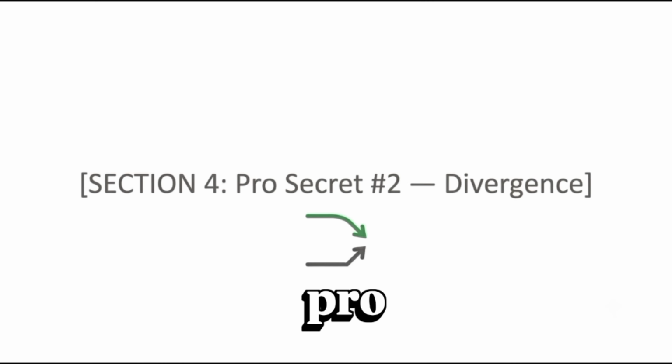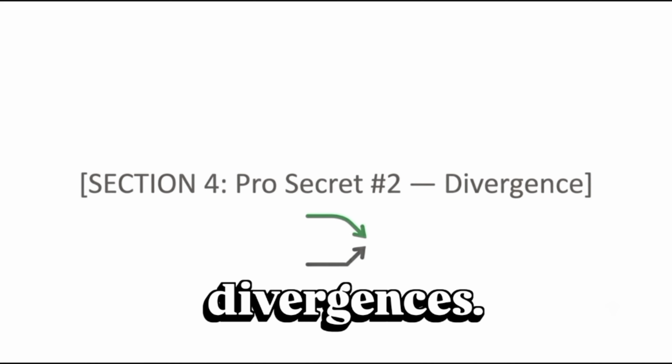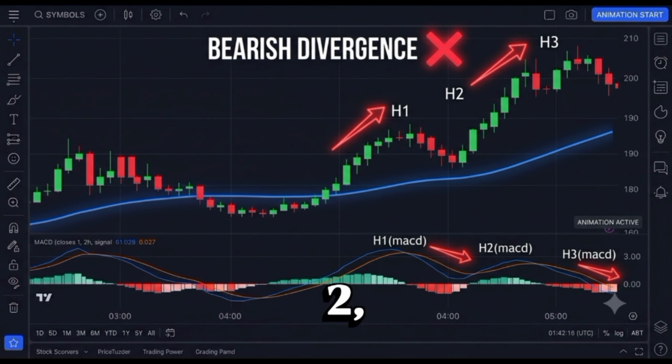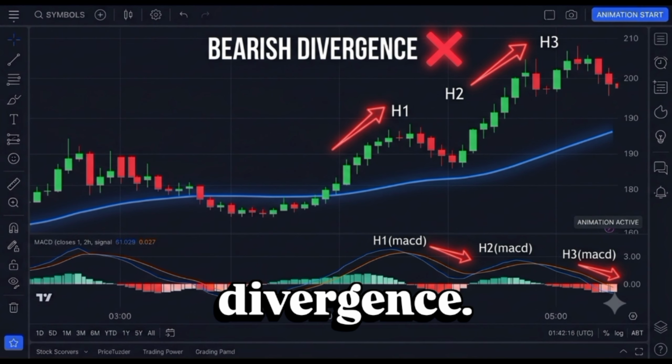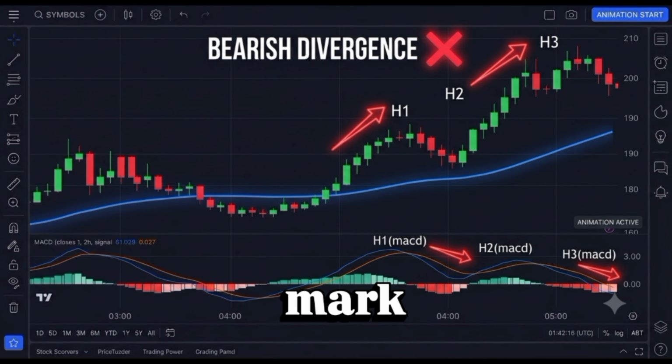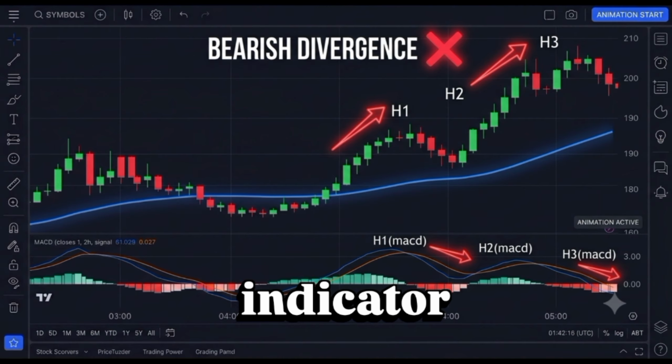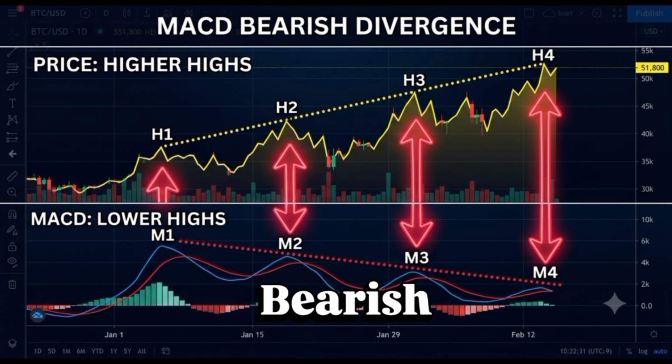Section 4. Pro secret, divergences. Pro secret number 2. Learn to spot divergence. This is where MACD becomes a leading indicator instead of a lagging one. Bearish divergence happens when price makes a higher high, but MACD makes a lower high. It means the momentum behind the move is weakening. The trend is running out of gas.